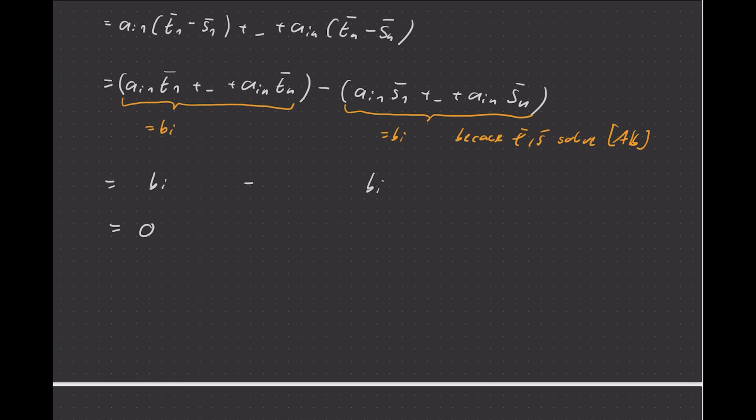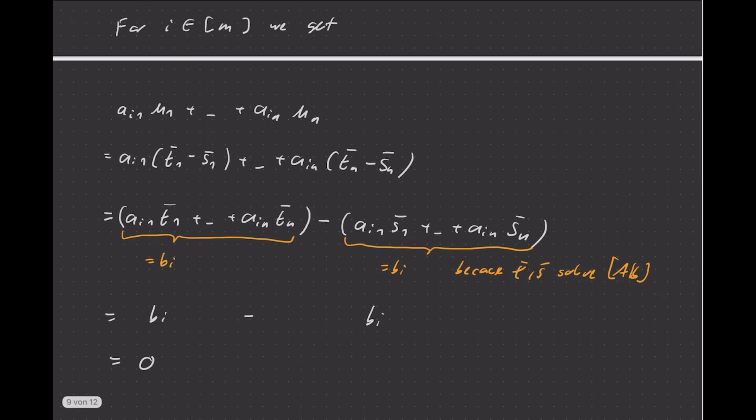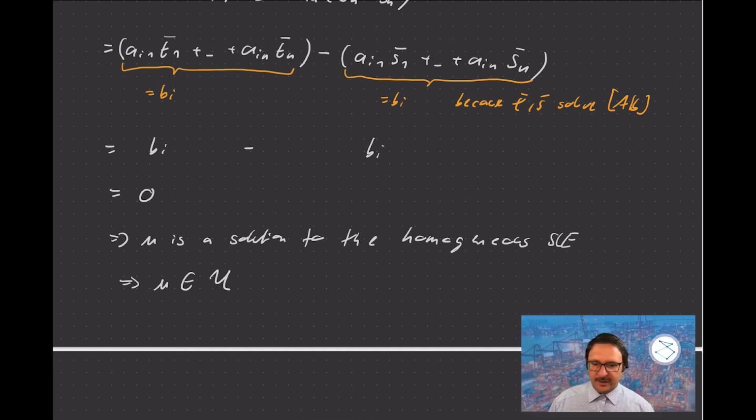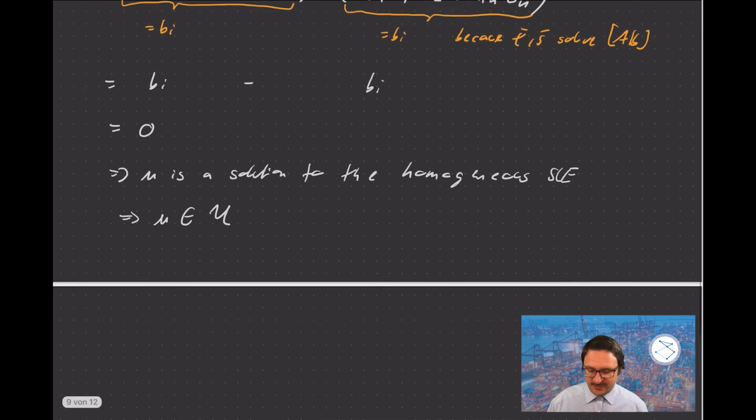And that means this expression here evaluates to 0. Or in other words, as this is true for all equations, U is a solution to the homogeneous SLE. Or in other words, more formally, U is contained in capital U. So every solution of the inhomogeneous system of linear equations can actually be written in that form.